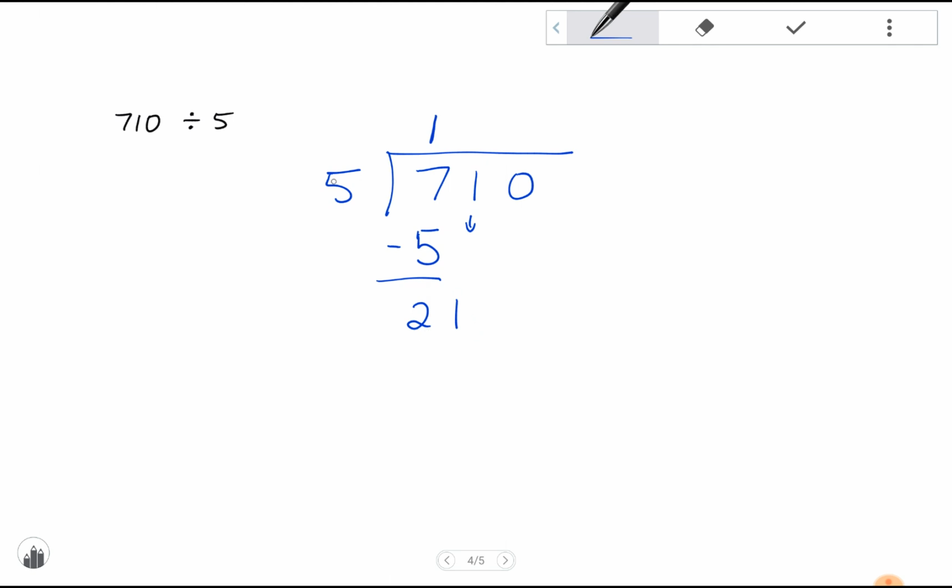Now we have 21. So how many times does 5 go into 21? 4 times. 5 times 4 is 20. So we do 21 minus 20, and that leaves us with 1. Now we drop down the 0. How many times does 5 go into 10? Twice. 5 times 2 is 10, and 10 minus 10 is 0. So there's no remainder, and 710 divided by 5 gives us 142.